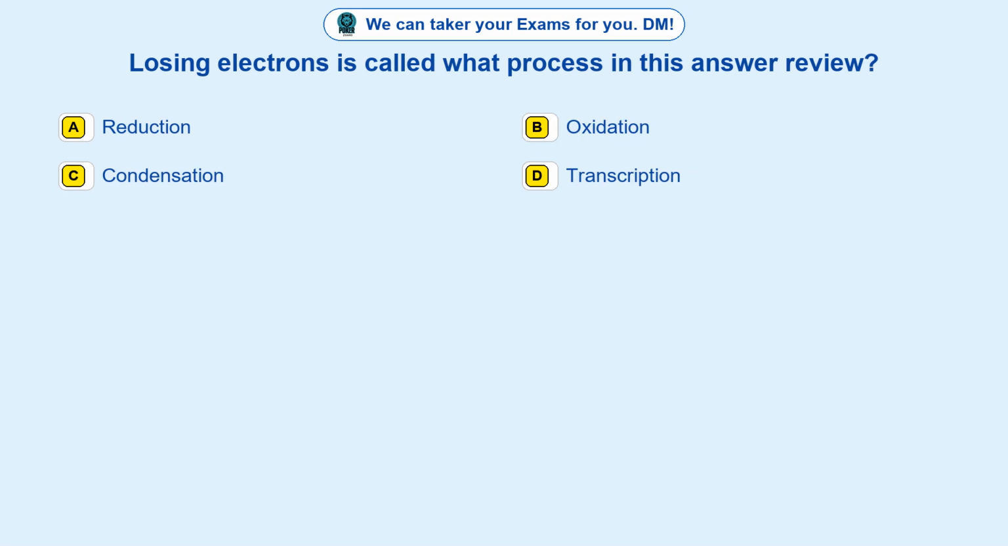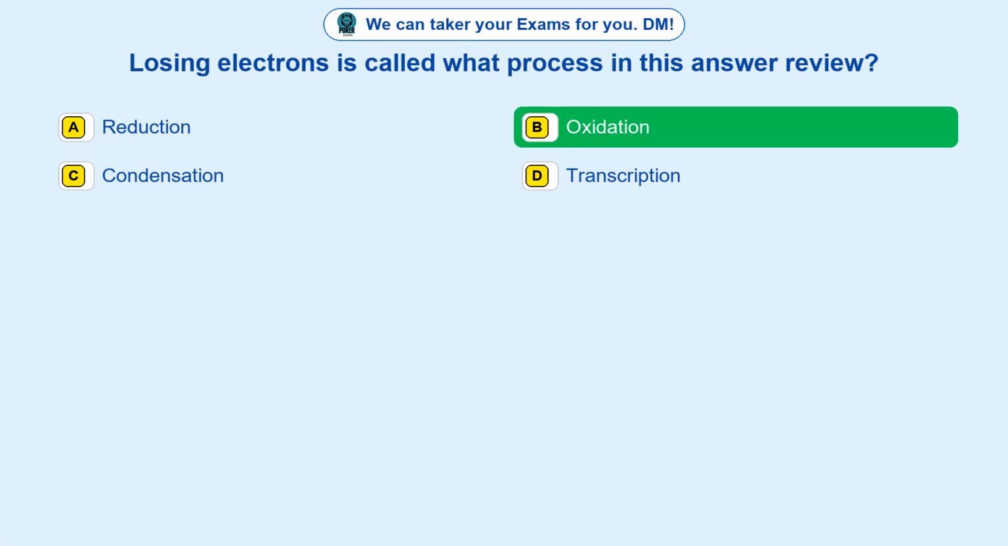Question 43. Losing electrons is called what process in this answer review? Option A, reduction. Option B, oxidation. Option C, condensation. Option D, transcription. The correct answer is option B, oxidation.